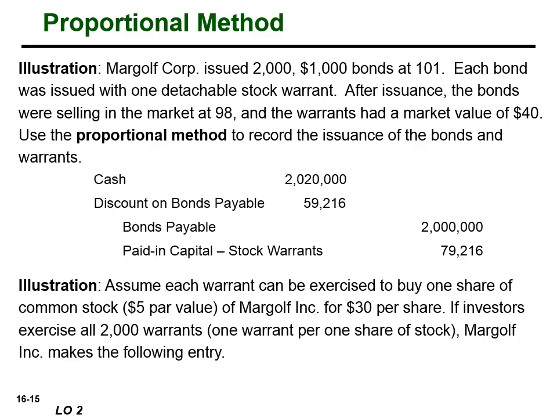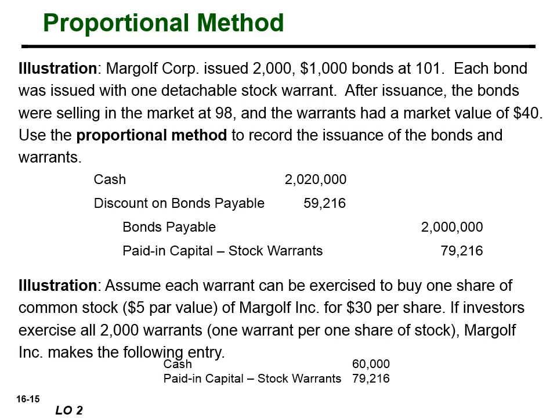Now, if we assume then in the second part of the illustration that each warrant can be exercised to buy one share of common stock at a $5 par value, and you can buy it for $30 a share. If the investors went ahead and did exercise all 2,000 warrants, how do we handle that? Well, cash walks in, 2,000 warrants at $30 a share, so cash walks in of $60,000. Paid-in capital stock warrants, since it was a full amount of $79,216, goes away. That paid-in capital account no longer exists because, in effect, you are actually killing it to create real stock.